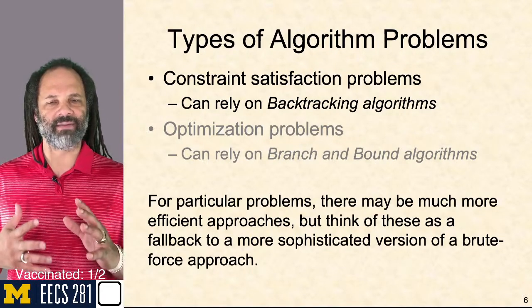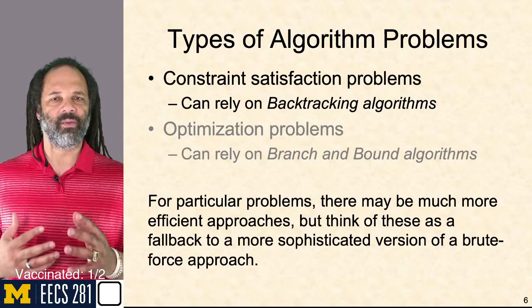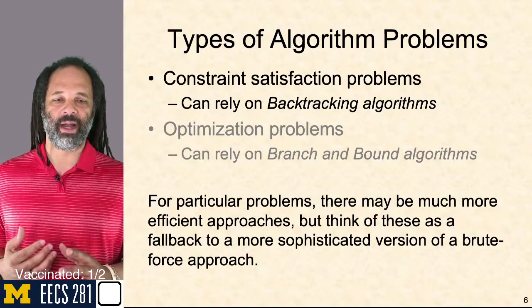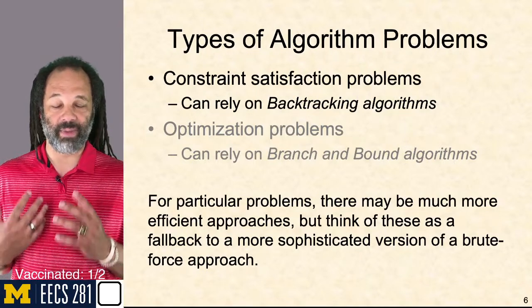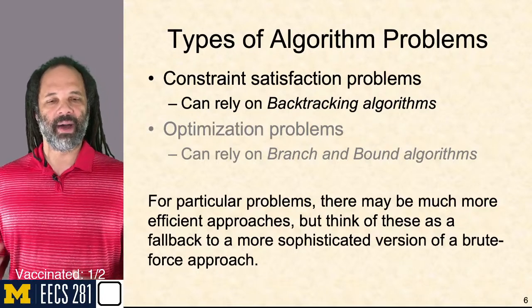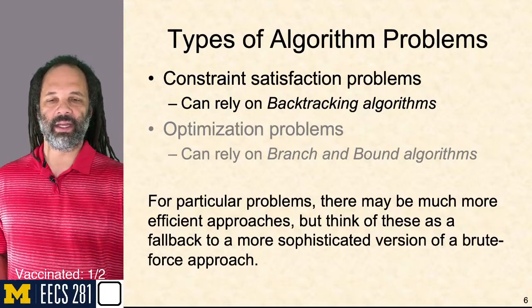So this constraint satisfaction problem that we saw with backtracking is asymptotically as bad as branch and bound. It's as bad as brute force because it does try everything systematically. But if there's something more sophisticated, then you would definitely use that.